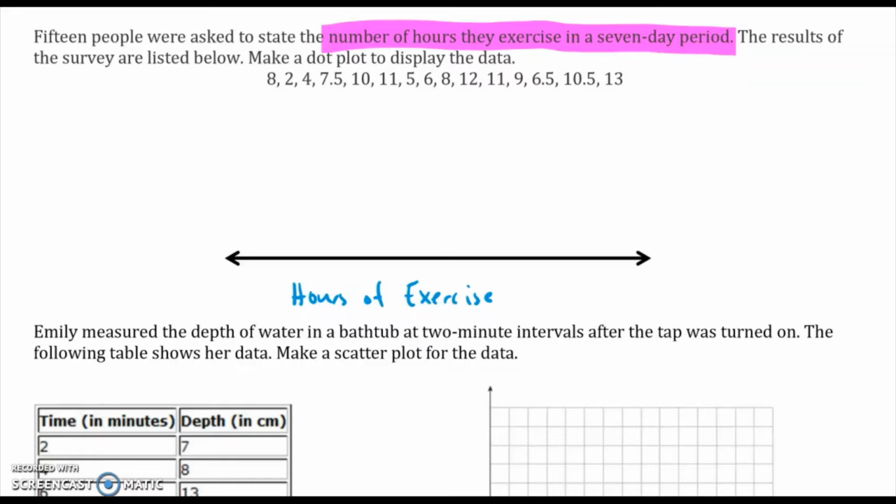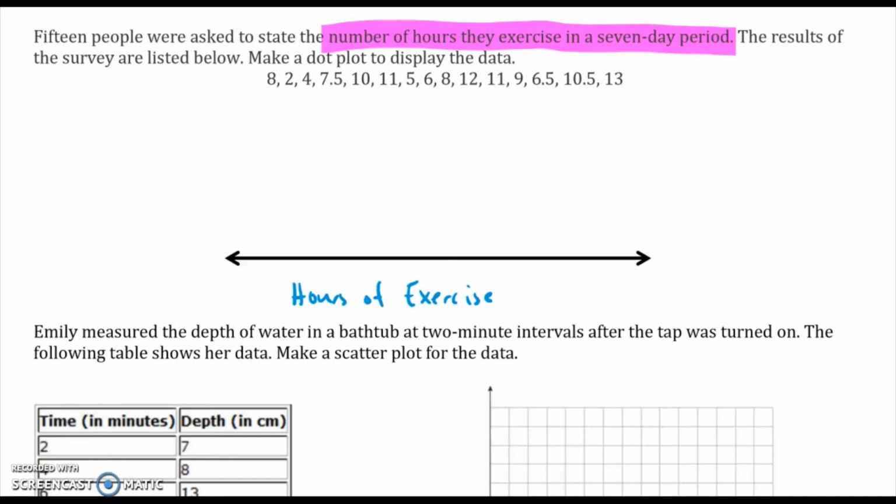What I like to do is look for my smallest number, and then look for my biggest number, and that tells me how big or how spread out I want my number line to be. So you can see my smallest number is 2. My largest number looks like it's 13. So I just want to make sure I can fit from 2 to 13 on there.